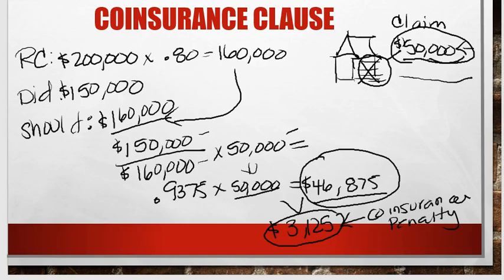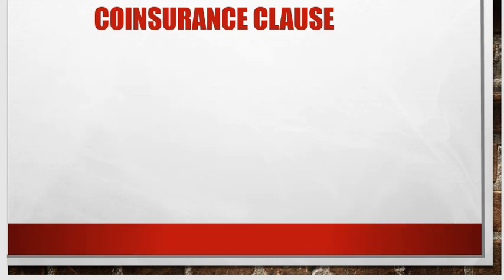So if you were insured at least 80% of the home, so if instead of $150,000, you insured it for $160,000, then 100% of the claim would be paid. Make sense? Okay, let's try another one.